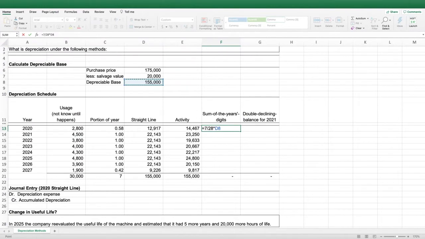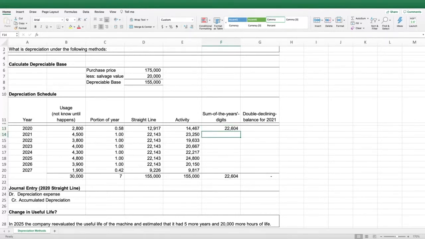Now, it was not a full year, so I need to multiply it all again by 0.58 of the year, which is what we're using of that first year. So at the time of acquisition, I had 7 years left, but then we've only taken 0.58 of that because we did not use it for a full first year. So that's how we get it. We end up with $22,604 of depreciation under the sum of the year's digits method in the first year.